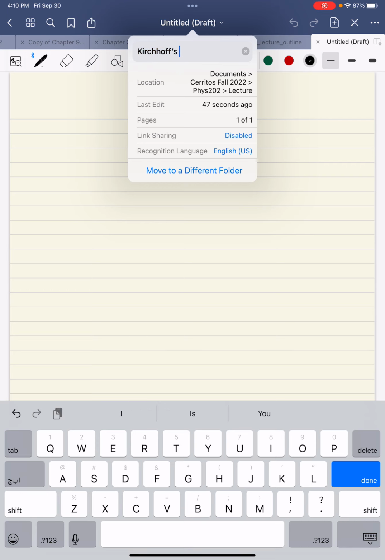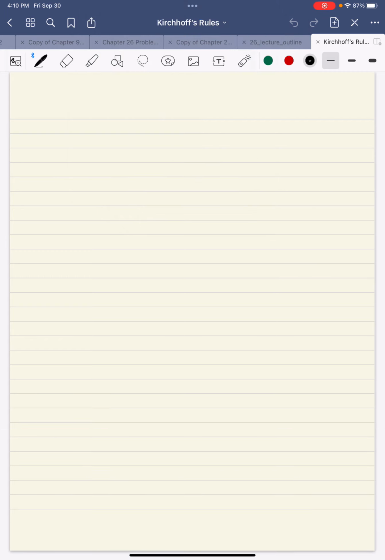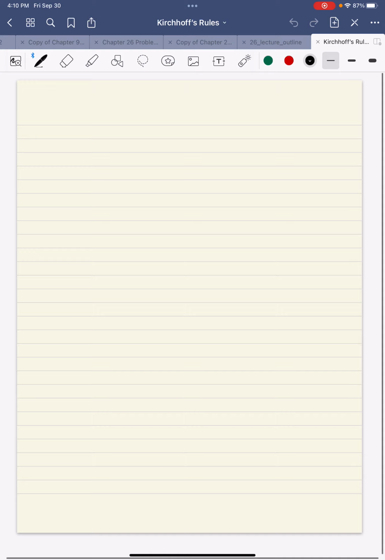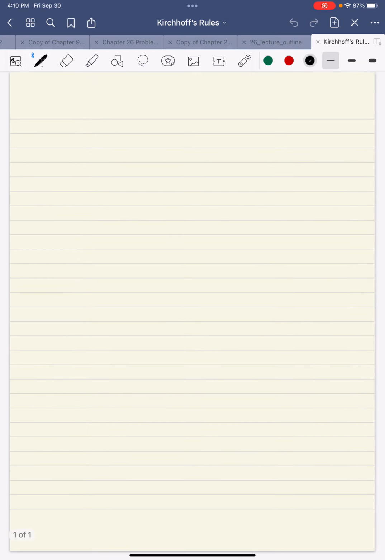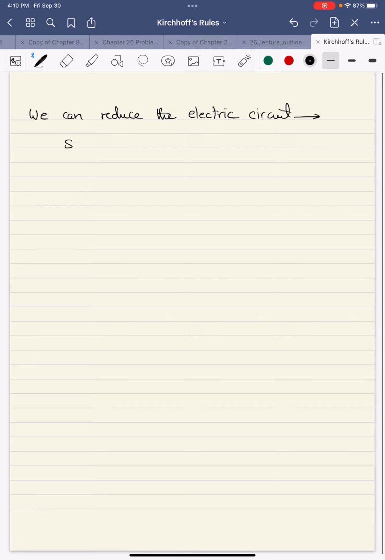We call them rules or laws, or whatever. Now here I will say that sometimes we can reduce the electric circuit so that it can be series, parallel, or a combination.